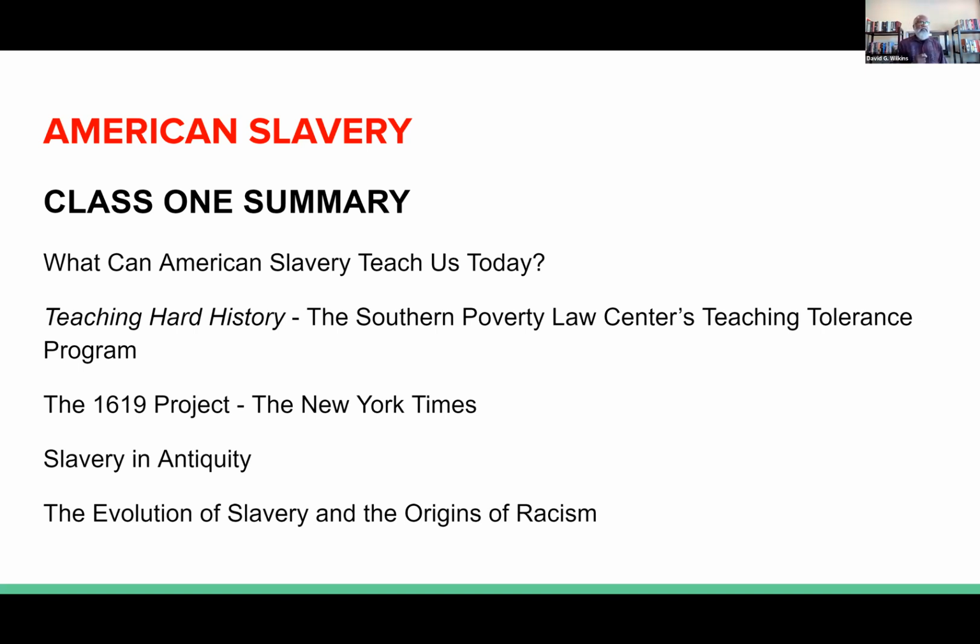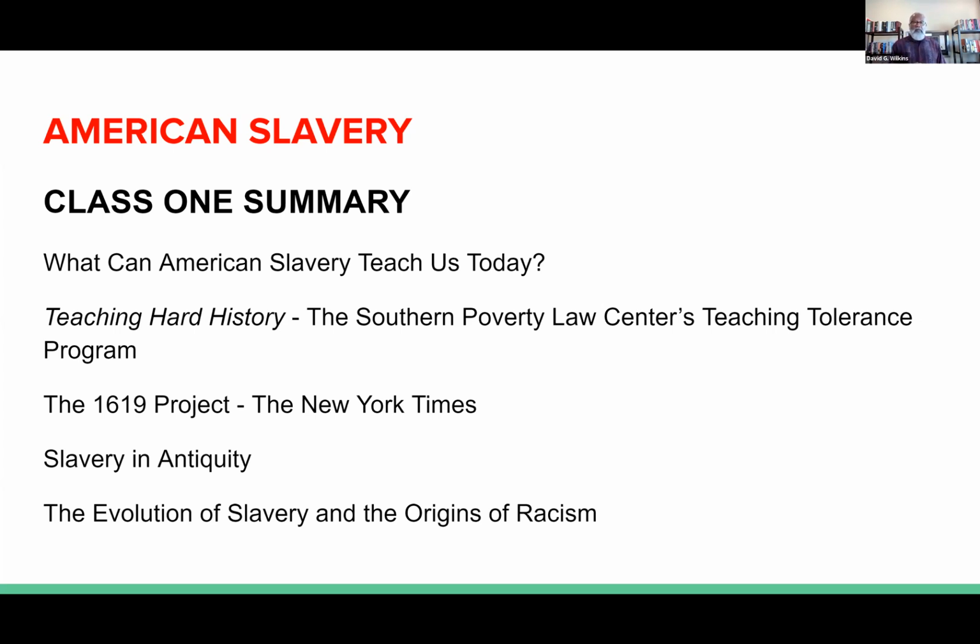Slavery in antiquity. We established, I hope, pretty clearly that the practice of slavery has existed from the beginning of time. All societies engaged in enslaving people. In most instances, it was people who were captured as a result of a war, who were imprisoned for some crime, or who were poor and simply victims of circumstance.